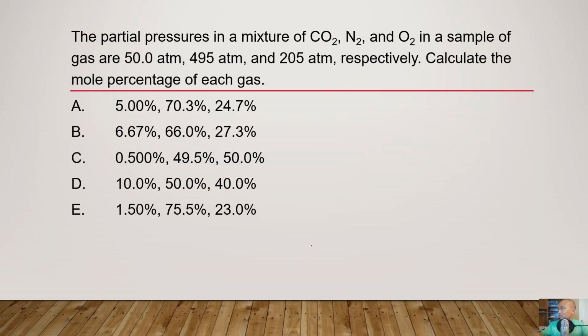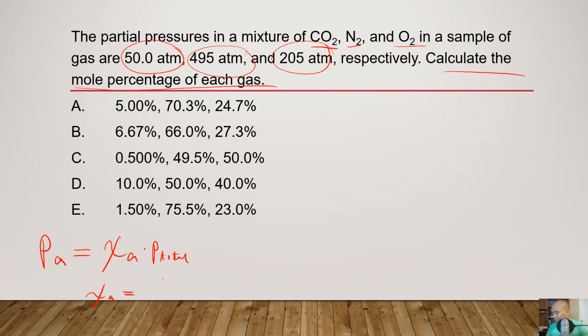The partial pressures in the mixture of three components, carbon dioxide, nitrogen, and oxygen, in a sample are given respectively, and calculate the molar percentage. So do remember the contribution from each component, for example PA, PB, or PC, it's the same as the mole fraction or mole percentage times the P total. So the mole fraction will be P, the partial pressure for that, PA, that means the A means component A. A could be carbon dioxide, nitrogen, or oxygen in this case, right? Divided by total.